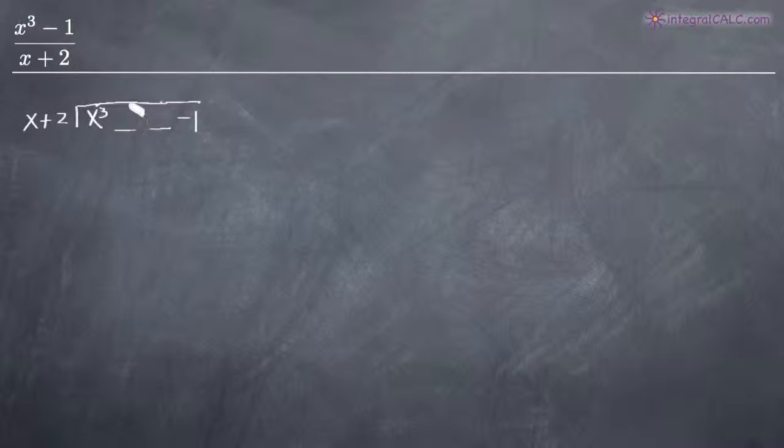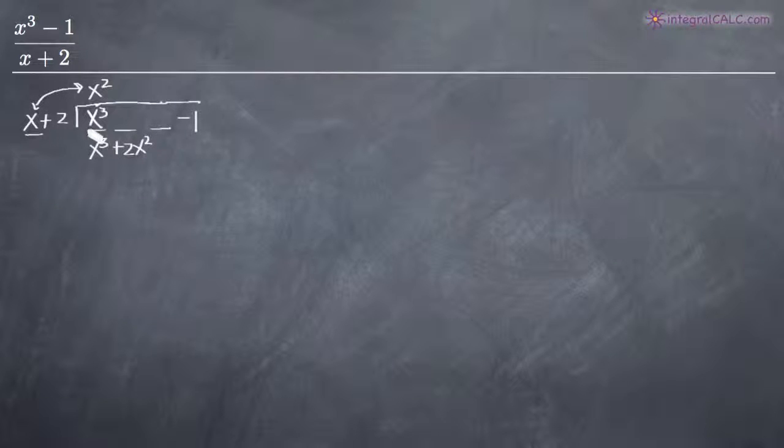So now what we want to do is figure out what we have to multiply by x in order to get x cubed. Well, of course, that's x squared, right? If we multiply x squared by x, we'll get x cubed. So we write x squared up top here, and then we go ahead and multiply x squared by every term in the polynomial on the outside, x plus 2. So x squared times x gives us x cubed, and then x squared times 2 gives us plus 2x squared.